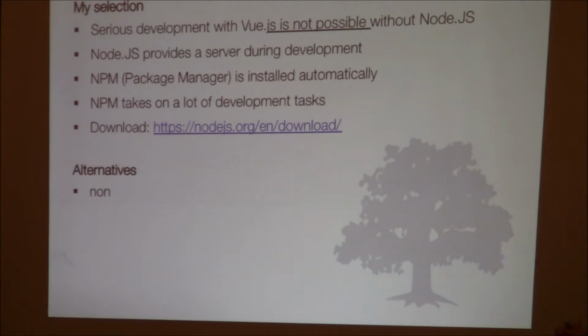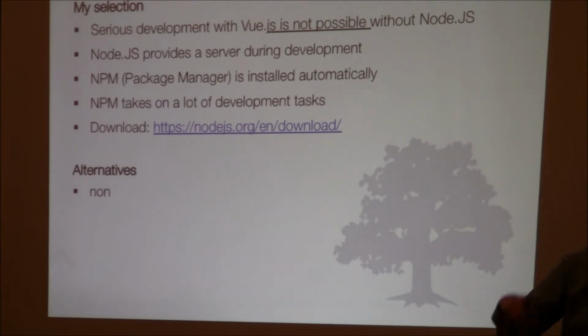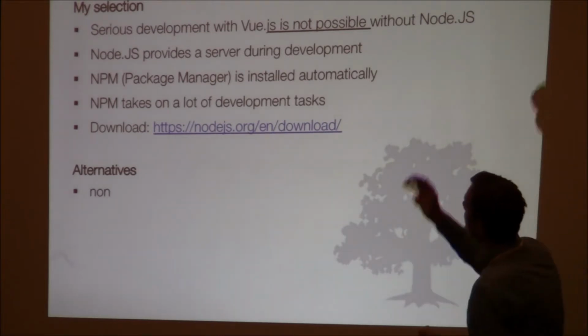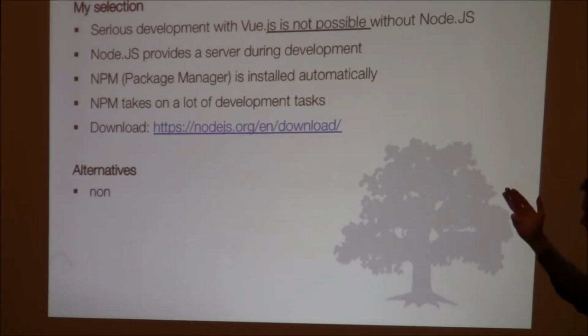And NPM is Node's package manager, and it's a scripting language. So it's very easy. You can start the server, you can restart the server, and you can even download all the things you need. So if you are developing in that kind of environment, you always have a black box, a command line, on. It's the thing we always have. It's not possible without Node.js, so you need to have it. Node.js provides a server during development. NPM is installed automatically if you install Node.js.